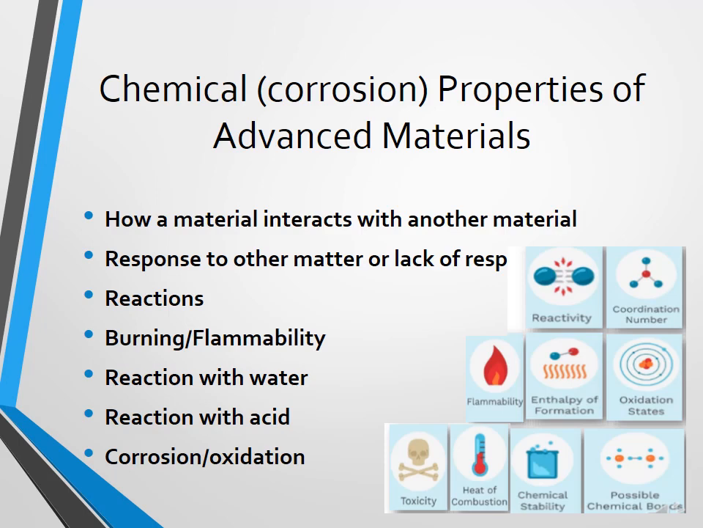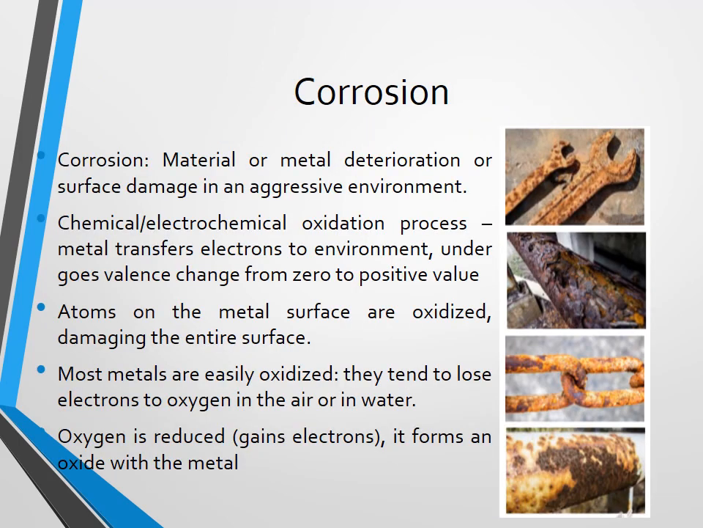And lastly, what are corrosion and oxidation? It is also a chemical property of substances, and it is the theme of today's discussion. So let's learn what the corrosion or oxidation property is. Corrosion is basically the deterioration or surface damage of a material or metal in an aggressive environment. That is, when a substance is exposed to an aggressive environment, its surface gets damaged and it gets corroded.